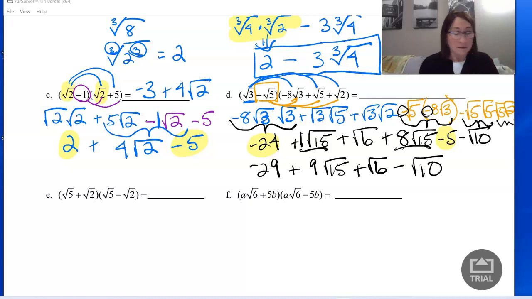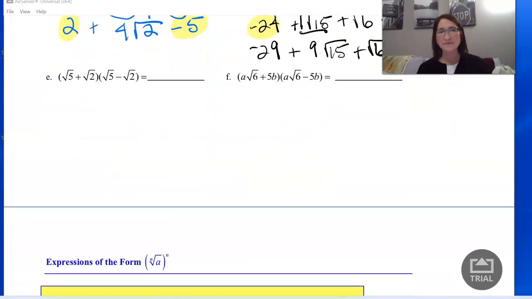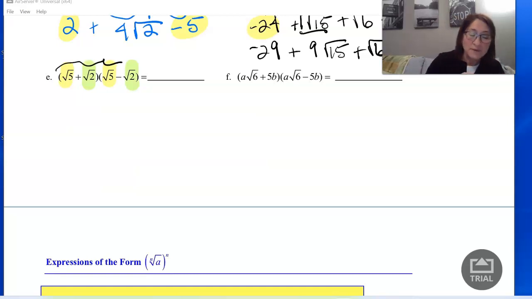Okay. Let's go ahead and look at E. Oh, I love E. I'm like, whew, thank goodness. I'm tired of all this hard work. E is easy. Here's the first thing I want you to notice about E. The first term in each of those binomials is the same. The second term in each of those binomials is the same. The only difference is in the first one we have addition, in the second one we have subtraction. So these are what we refer to as conjugates.